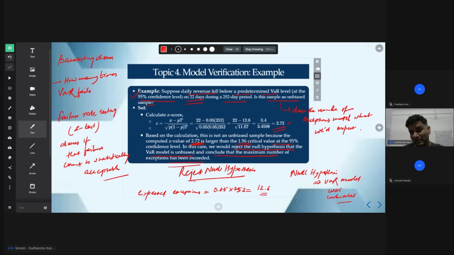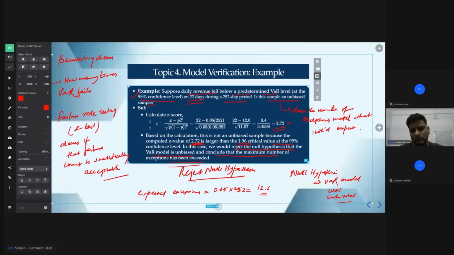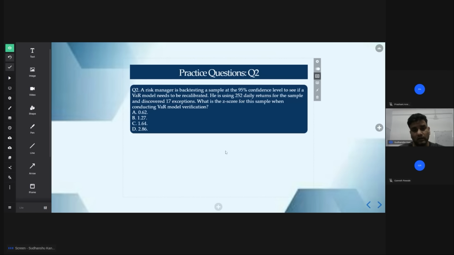What we are getting here is that when your observed exceptions are higher, it means you are underestimating the risk, because exceptions are coming more, right? So you are underestimating the risk. Okay, again, very easy question, try to understand it. Okay, moving on, guys. Next question.